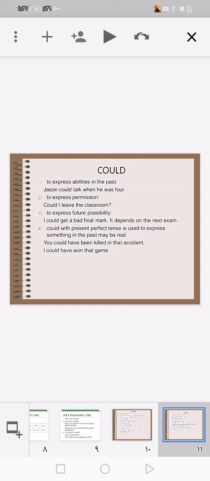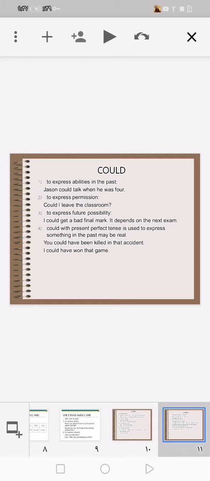Number 3, to express future possibility. I could get a bad final mark. It depends on the next exam. Number 4, could with the present perfect tense is used to express something in the past that may be real. You could have been killed in that accident. I could have won that game.